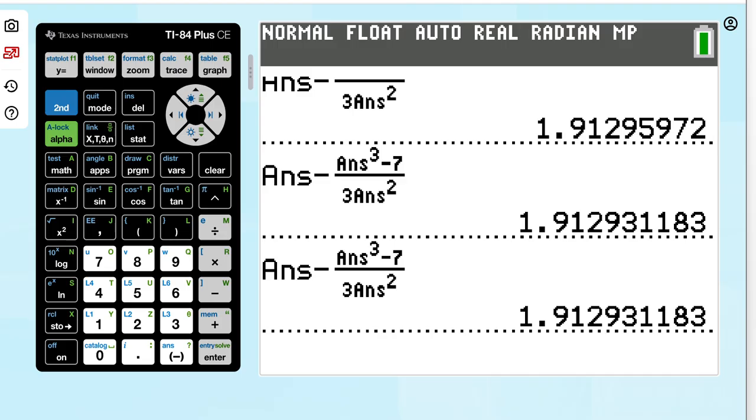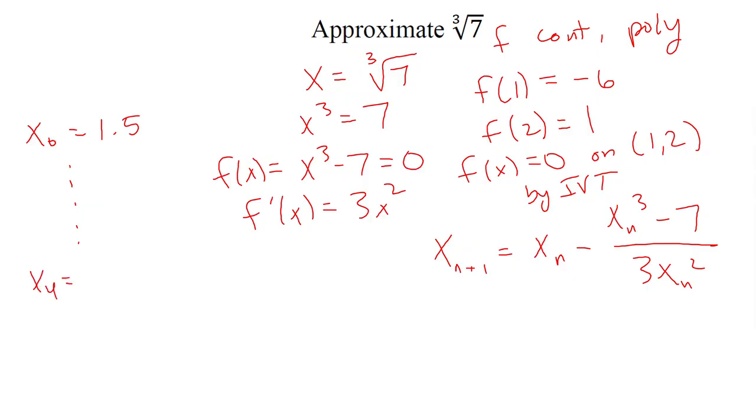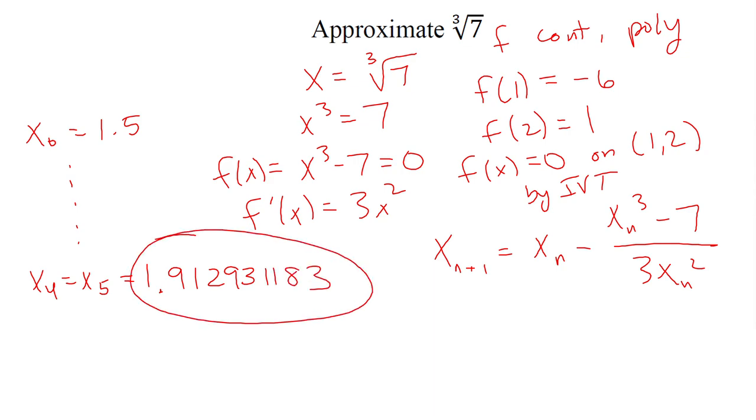So our final answer is going to be that x sub 4 was the same as x sub 5, which was 1.912931183. And that is the end of our walkthrough for our Newton's method homework assignment.